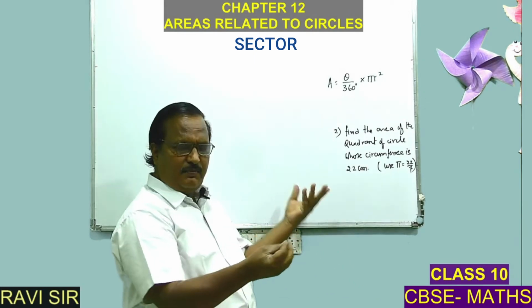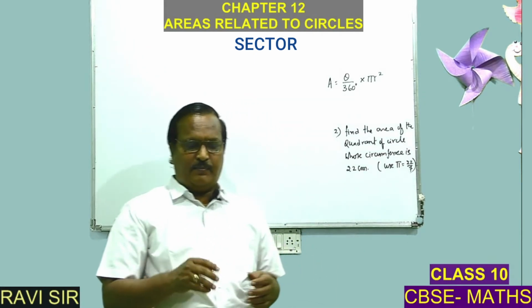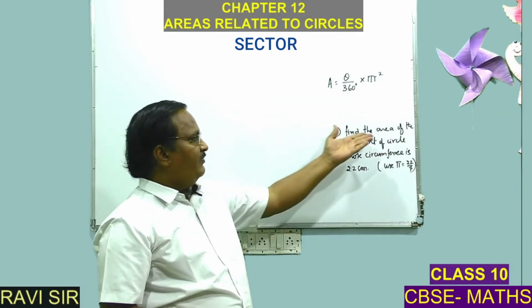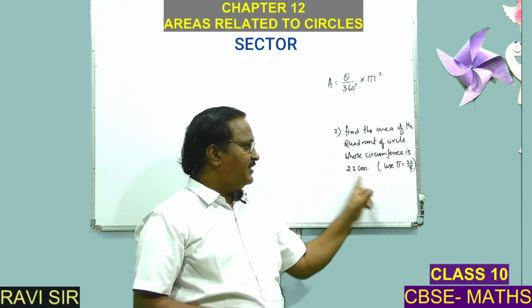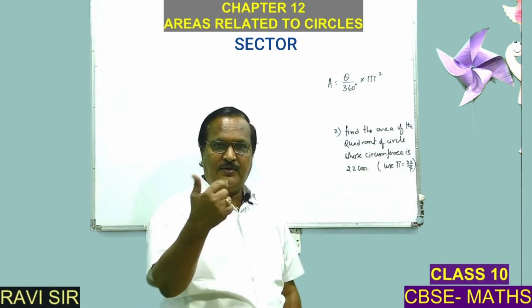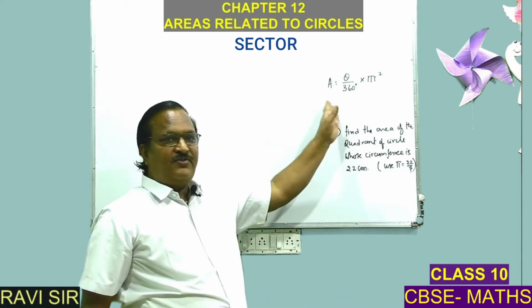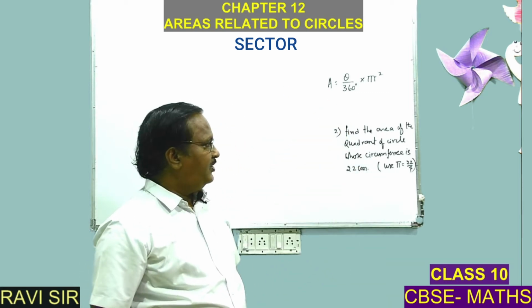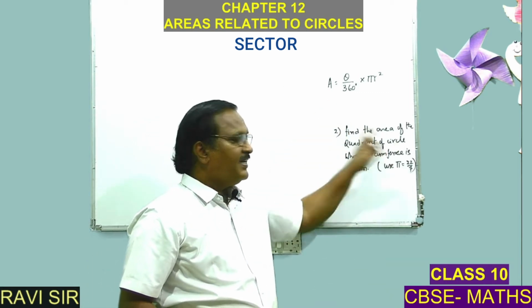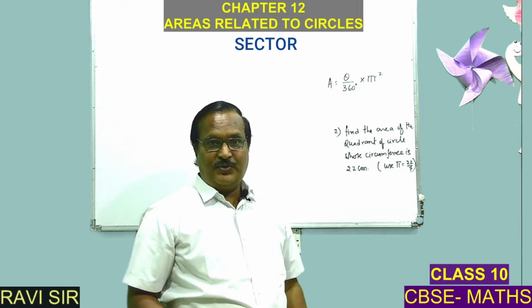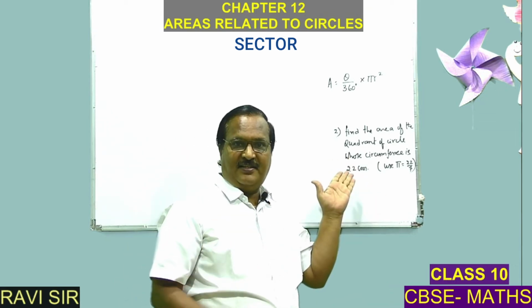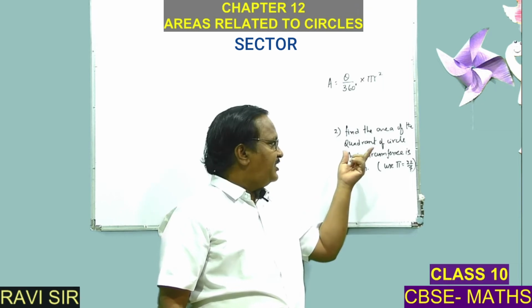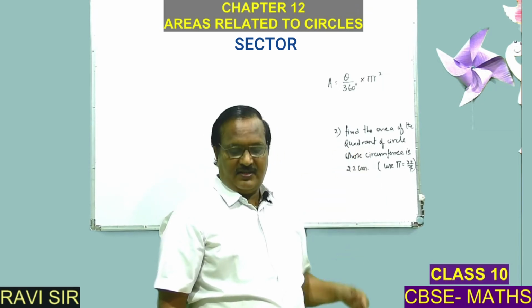So, this is little bit advanced problem, not a direct problem. So, here find the area of the quadrant of the circle whose circumference is 22. That is why I told you in the beginning, circumference formula also you should know, circumference of the circle. So, here it did not mention sector here, but he mentioned a new word here, quadrant.